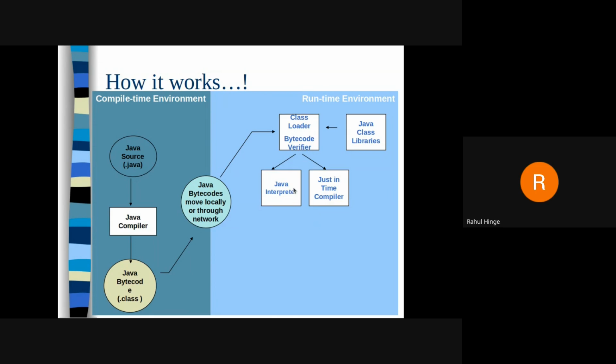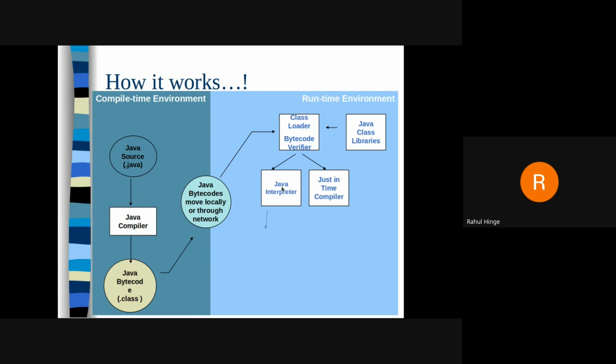Means the repetitive task will be inside the just-in-time compiler. But if there are unique lines, line by line, those will be inside the Java interpreter. Okay, so these help us make it run faster, and make better utilization of memory and all.